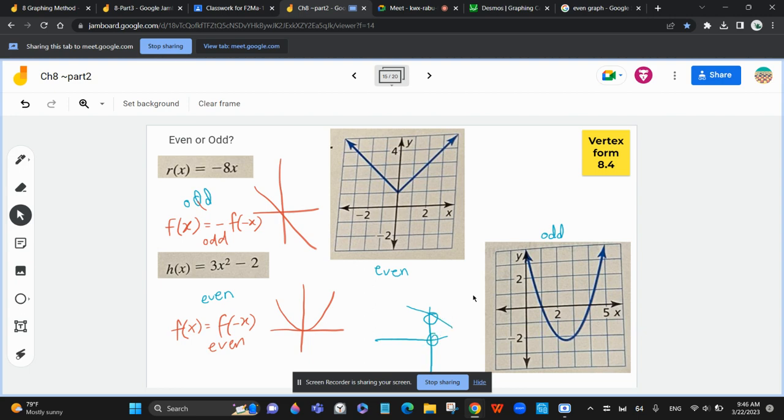No, because if you see from here, even if the line goes through the origin, it can be even or odd, right? So let's say the line y equals negative 8x. It is odd, right? Because it is symmetry through the origin.